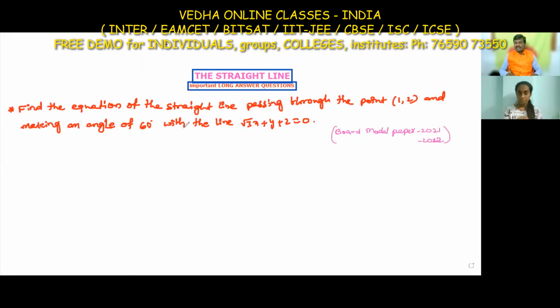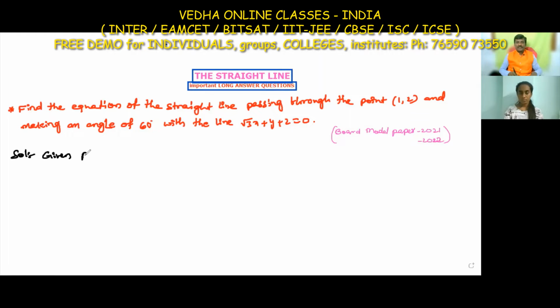In the straight lines, most important long answer questions. After circumcenter and orthocenter, one of the most important questions and board model paper questions for 2021 and 2022. The given question is: find the equation of the straight line passing through the point (1, 2) and making an angle of 60 degrees with the line root 3x plus y plus 2 equals 0.